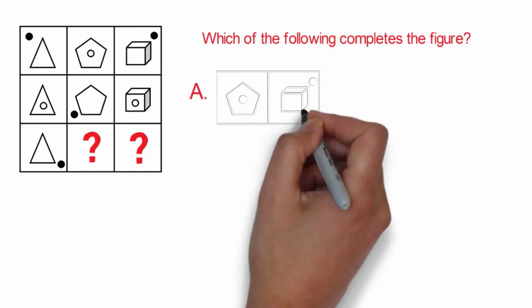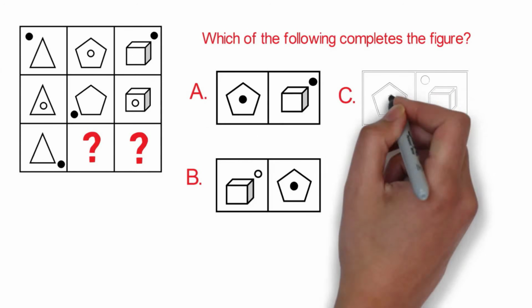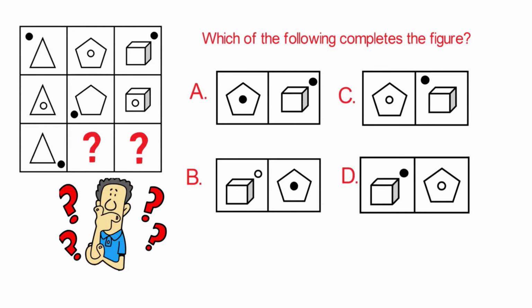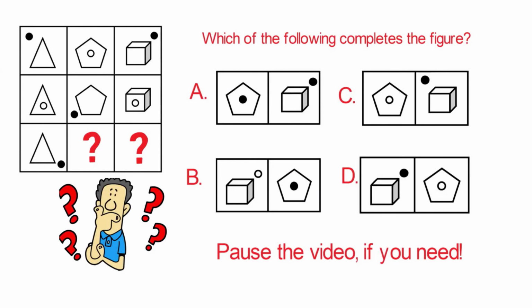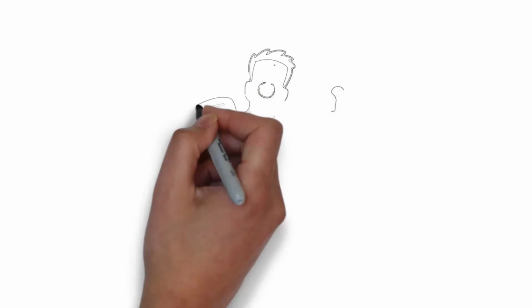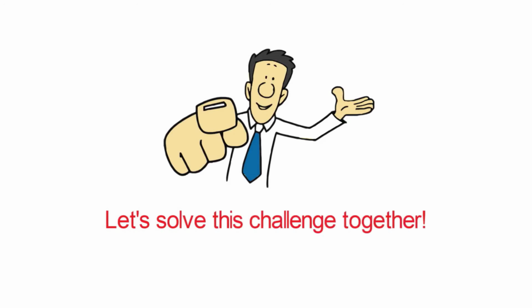Choices A, B, C, and D. Do you see the solution? Give yourself 10 to 15 seconds. Maybe give yourself 20 to 30 seconds. Most likely, you will not get any more time on the real test. Ready or not, let's continue and get to the correct solution together.